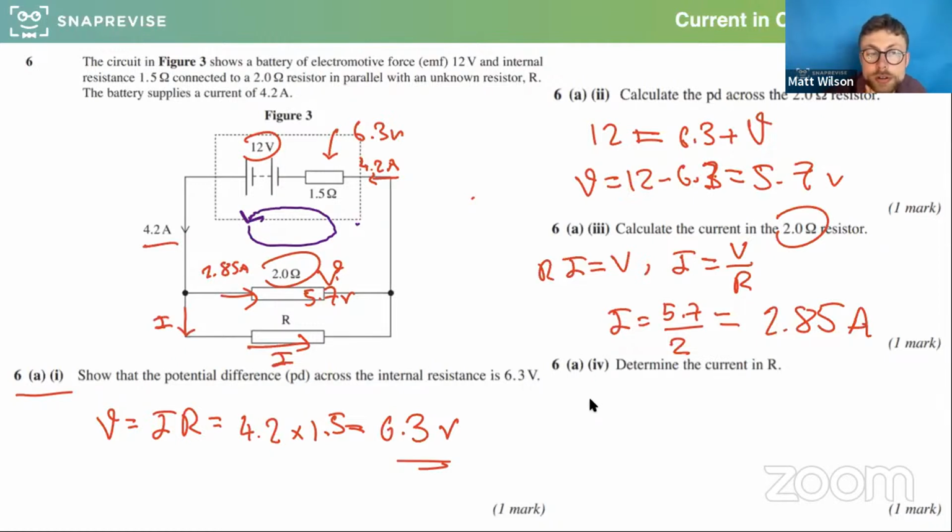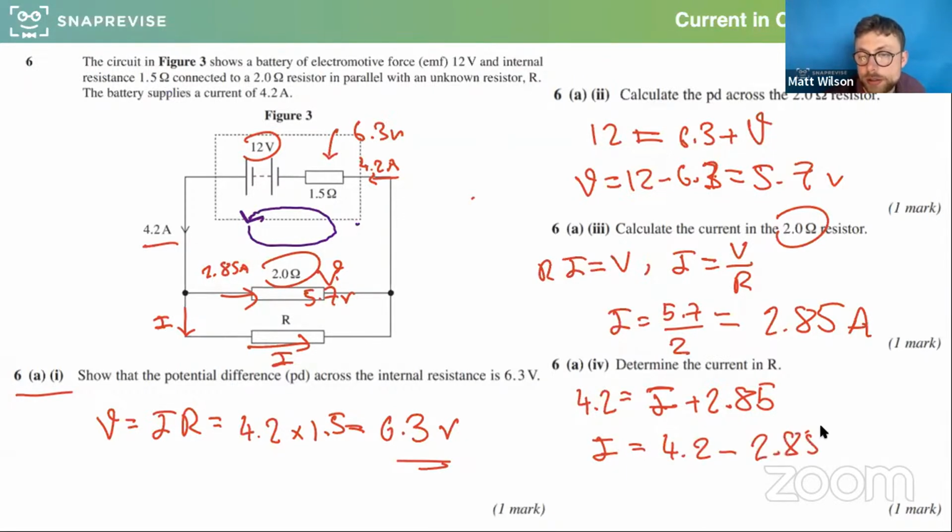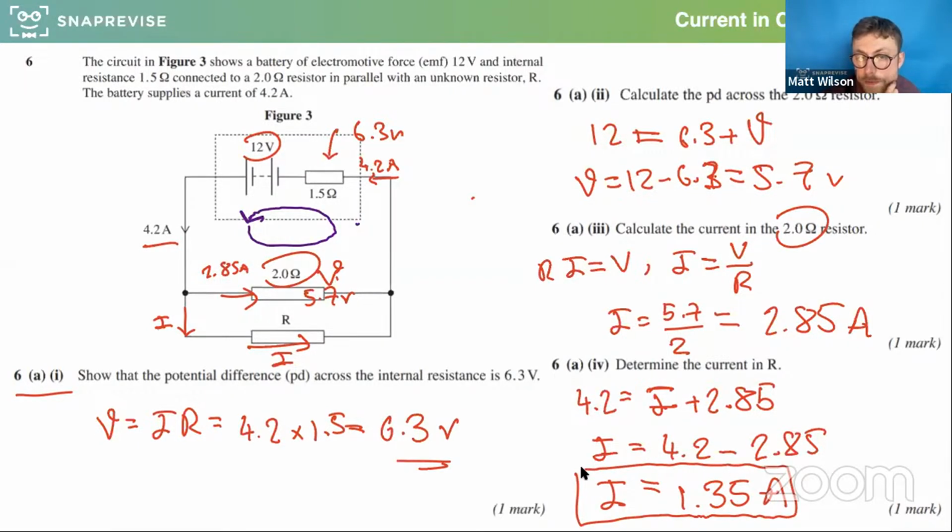Well, Kirchhoff's current law says the current going in, 4.2, should be the same as the current going out, which is our unknown current plus 2.85. So altogether, our unknown current is equal to 4.2 minus 2.85. You can chuck that into a calculator and you'll get 1.35, and that's in amps. Good, so that's the final answer to our final question. So let's just round things up.